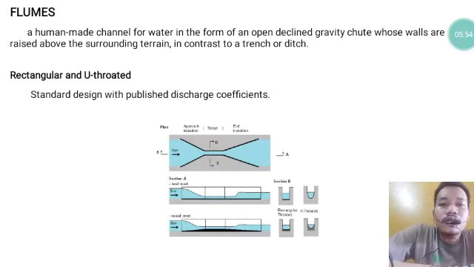So next is flumes. A man-made channel for water in the form of an open declined gravity chute whose walls are raised above the surrounding terrain, in contrast to a trench or ditch. So, types of flumes: rectangular and U-throat. Standard design with published discharge coefficient. You can see that in the picture.